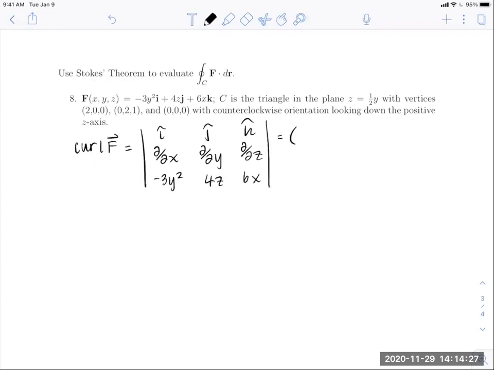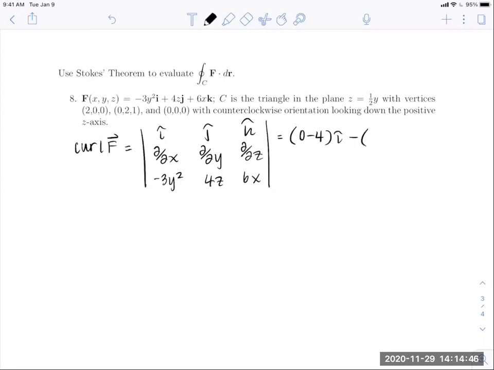So let's compute this curl. I'm going to strike through the i column. And when I look across the main diagonal, the partial with respect to y is 0, minus the partial with respect to z is 4. So what I get here is 0 minus 4 i hat.